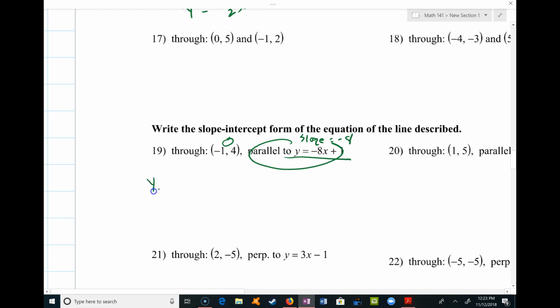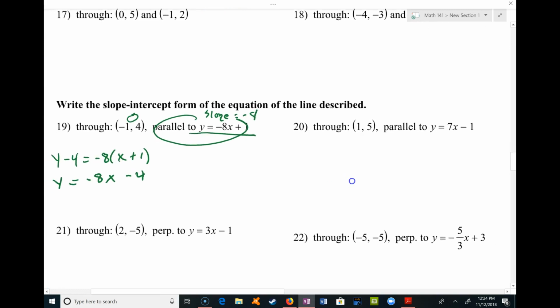So then I'm going to go y minus 4 is equal to negative 8 times x plus 1, because x minus negative 1 would be x plus 1. And if I want it in slope-intercept form, I could just put it in slope-intercept form. Negative 8x minus 1 plus minus 8 plus 4 would be minus 4. Okay?